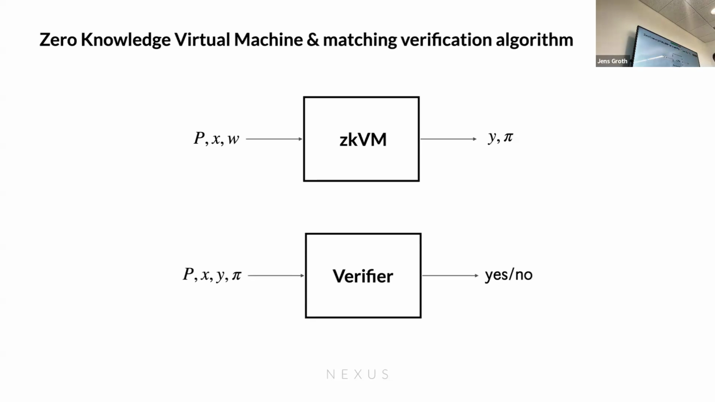Okay, so matching that VM, there should also be a verify algorithm that you can run that will take as input the public data: the program that it needs to check whether it's been computed correctly, the input you explicitly want to verify, the output, and the proof, and decide whether this is a good proof or not, so whether you believe this is a correct output or not.